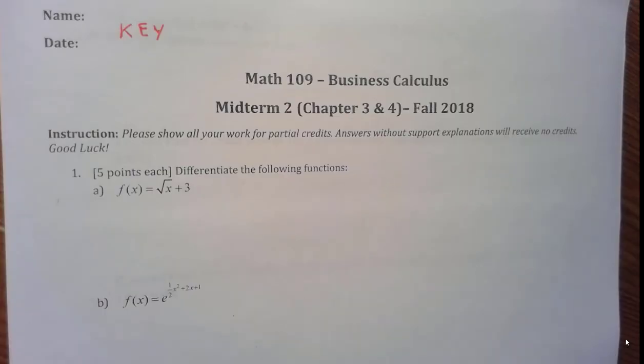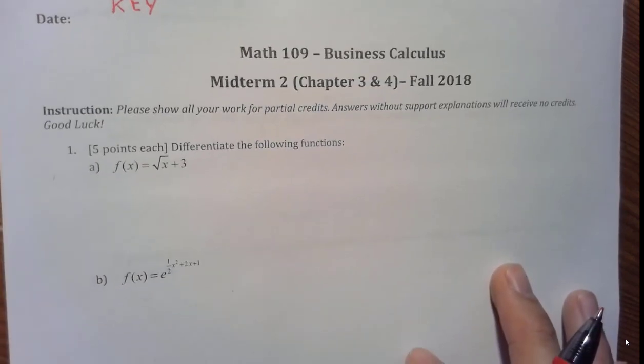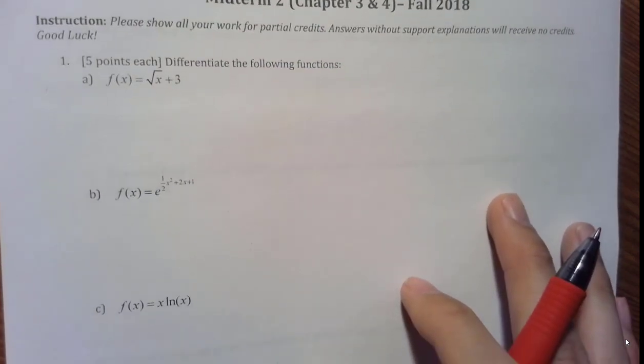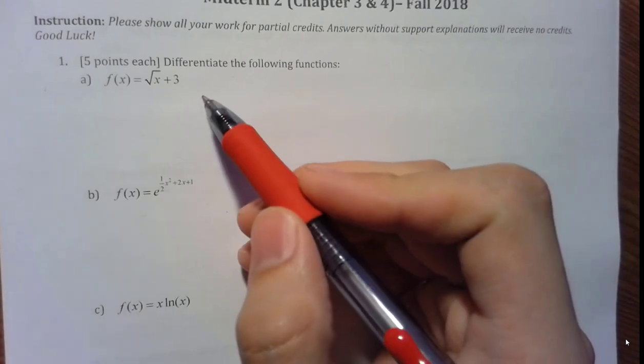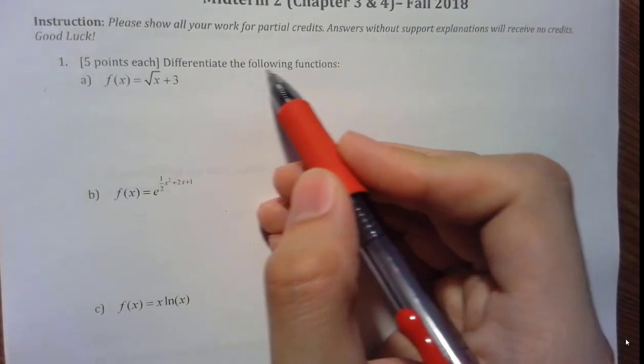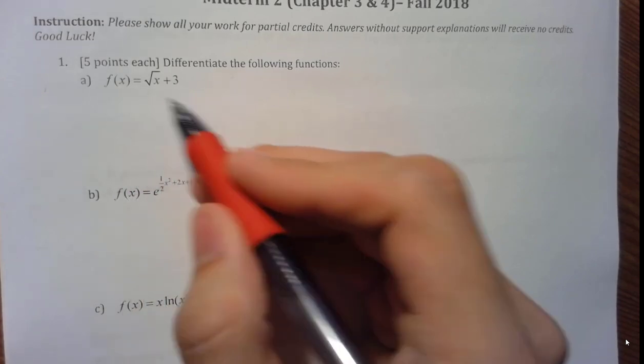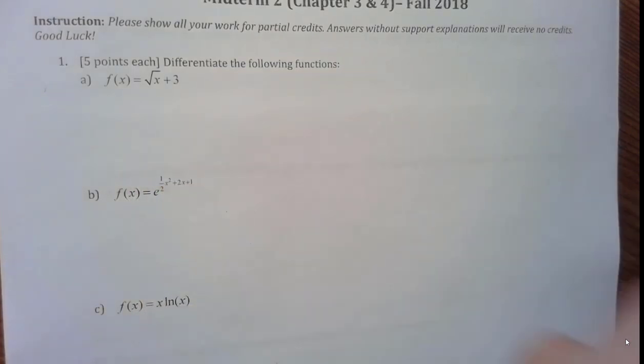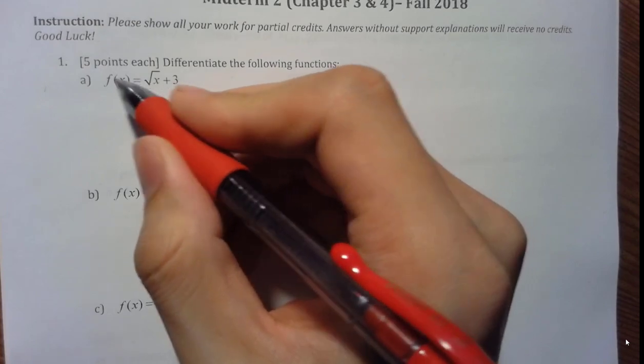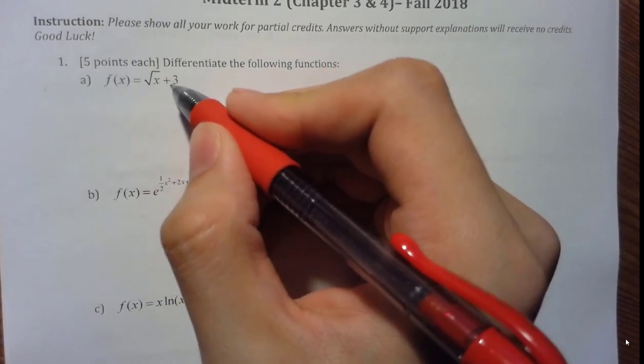Hi, in this video we are going to solve a sample exam 2, chapter 3 and 4. The first question they ask you to differentiate the following functions. So we are trying to solve for f prime of each of the following functions. The first one, we have f of x equals square root of x plus 3.